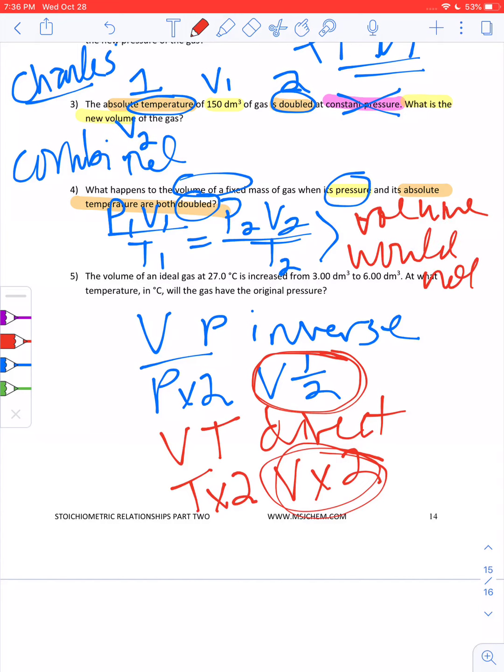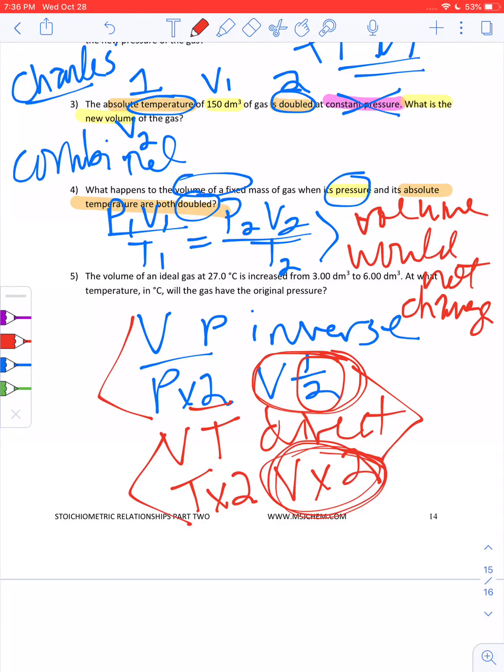So you would say the volume would not change, and then your explanation would simply be that pressure and volume are inversely related, so doubling the pressure would divide the volume in half. But volume and temperature are directly related, so doubling the temperature would double the volume, and those two things both happening would cancel out, and the volume would remain the same.